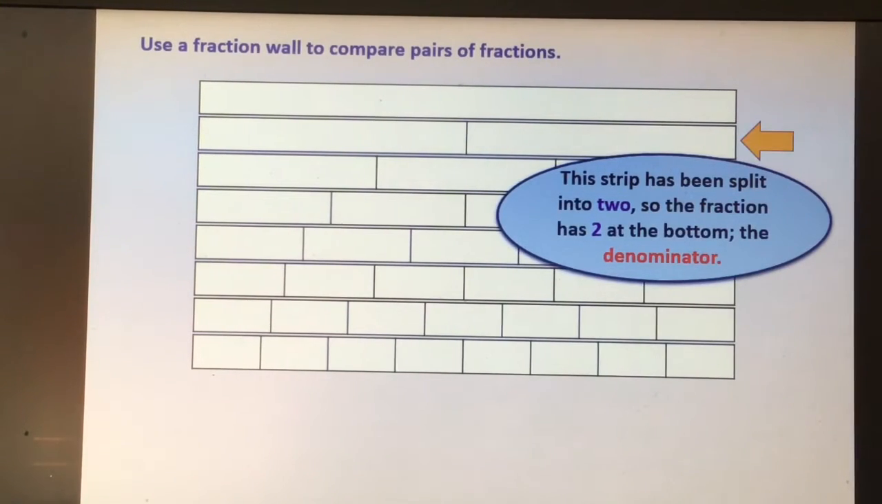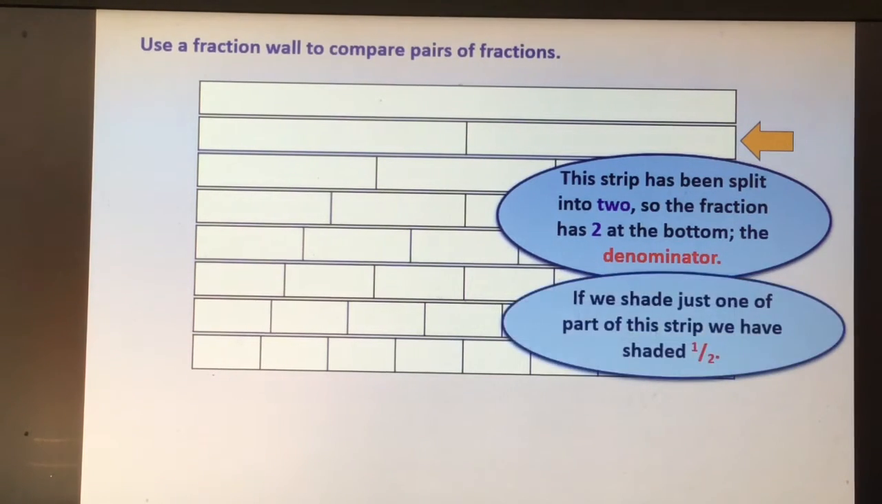The strip has been split into 2, so the fraction has 2 at the bottom. We call this the denominator. The number at the bottom of a fraction is called a denominator. If we shade just one part of this strip, we have shaded 1/2. Here is 1/2 shaded in.